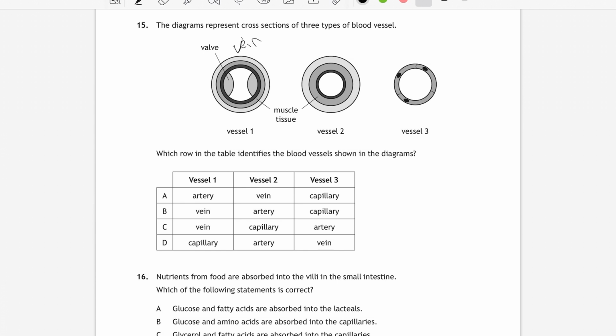Okay, which would mean that this is very similar, but has a very thick muscular wall compared to this very thin muscular wall. This is going to be an artery. And vessel 3 has a very thin wall, so you see, it's only 1 cell thick. So that's going to be my capillary. Vessel 1 is a vein, and I'm just looking at the ones that are veins in vessel 1, it's B or C. Vessel 2 is an artery, and vessel 3 is a capillary. So my answer for 15 is B.